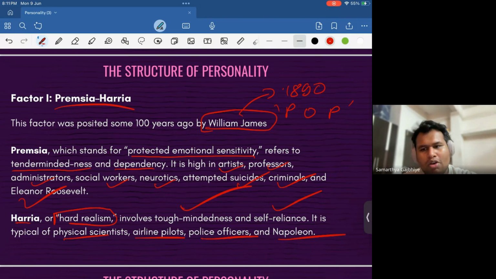Tell me, more Premsia or more Harria? Are you a hard realist or an emotionally sensitive, protected person? Tender-minded, which is a great thing to be. Premsia or Harria?